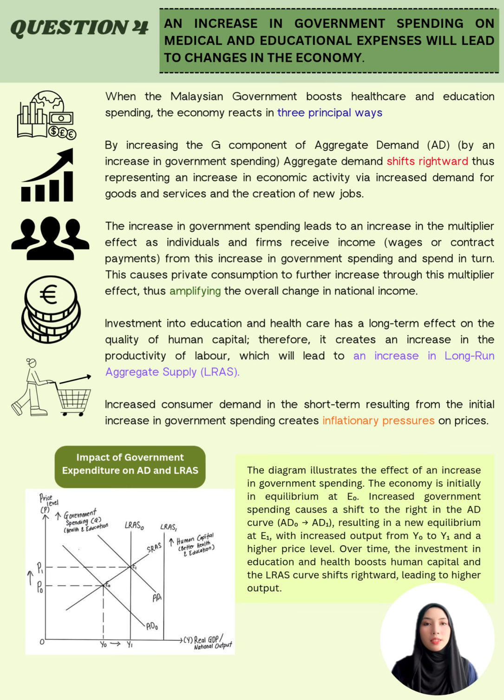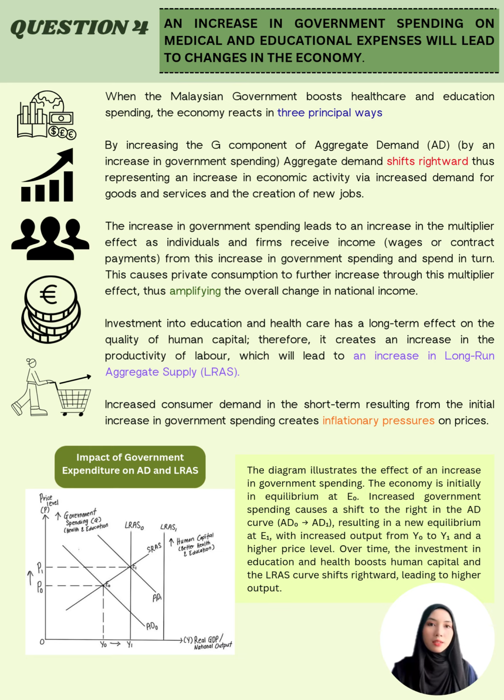Next, an increase in government spending on healthcare and education will lead to several important changes in the economy. Firstly, when the government increases spending, it directly increases the G component in aggregate demand. This causes the AD curve to shift to the right, leading to higher economic activity, more demand for goods and services, and job creation. Secondly, this increase in spending creates a multiplier effect. When individuals and firms receive income from government projects, they will spend more. This further increases consumption and strengthens overall national income.